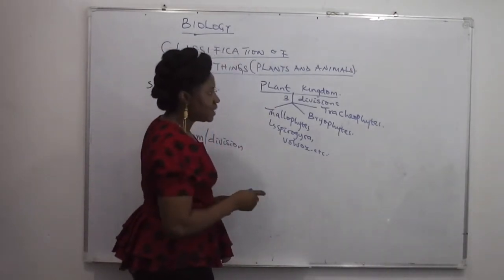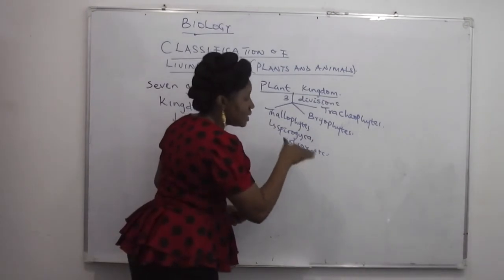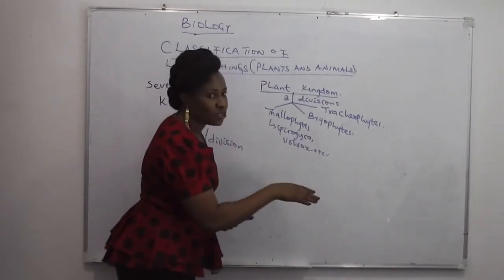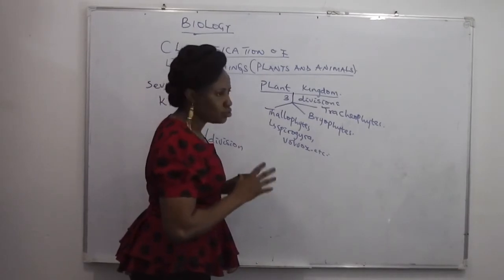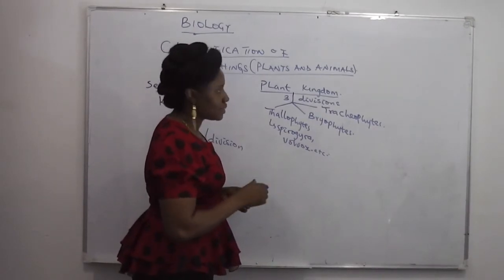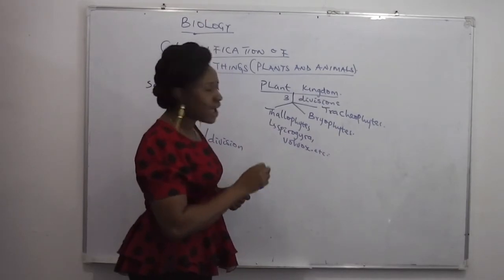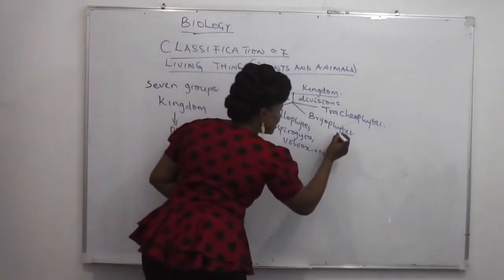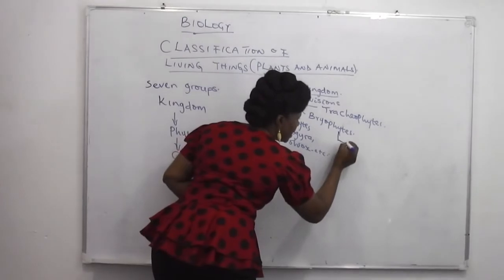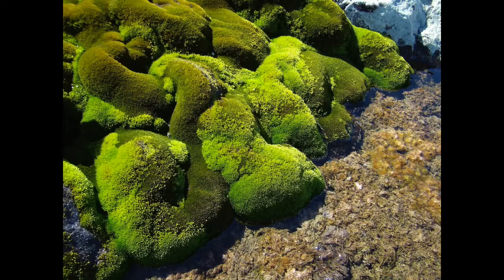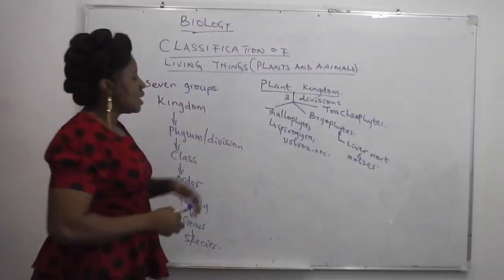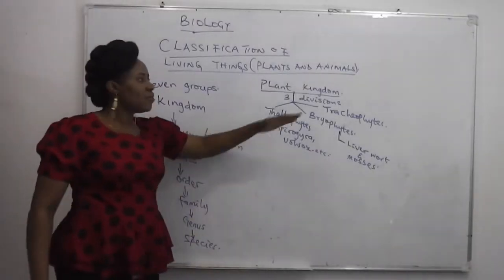Then the second one is called the Bryophytes. The Bryophytes are mainly terrestrial plants. And these organisms do not have true roots or stems. But they have what we call the rhizoid. They include only 2 organisms, the liverworts and the mosses. Now that is on the Bryophytes.